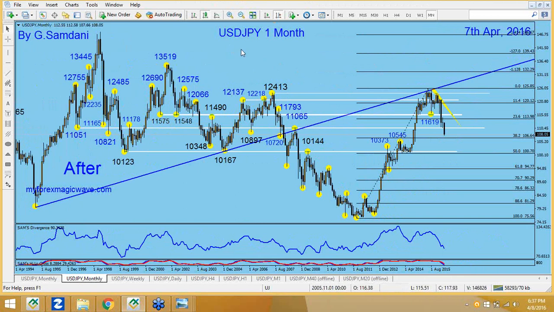Let's get started. Usually I don't care about this pair, but I'm showing this one because it moved a lot last week, and others as well. A lot of people trade this pair, so that's why. But pound yen, pound Aussie, euro yen, they all moved a lot, because of yen strength.